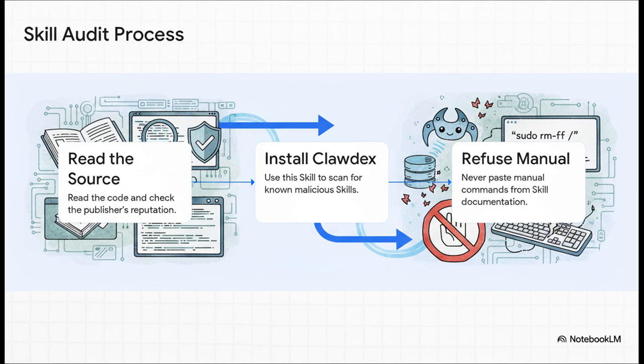So here is your simple three-step safety check. First, actually read the code. Is the person who published it reputable? Second, install the Claudex skill. It's like an antivirus for your agent. It scans new skills against a database of known threats. And third, if the installation instructions ever ask you to manually copy and paste a script into your terminal, just walk away. That is a massive red flag.